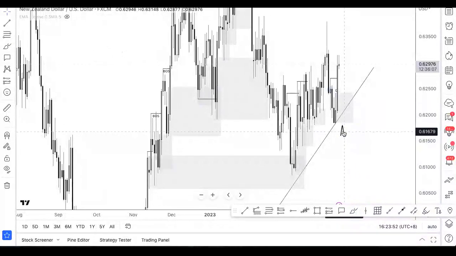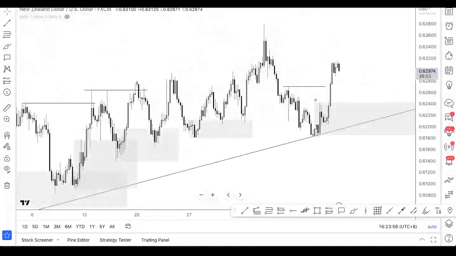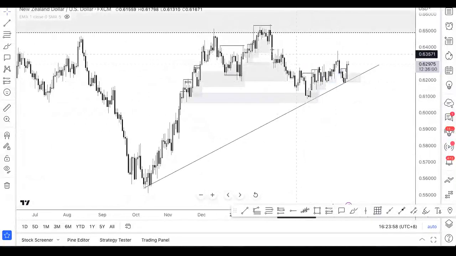So this is the one that I want to focus on in trying to find entries on the lower time frame. So before that, before trying to find the entries, we also need to ensure that we know what our profit target is. So in this example, you can see that the most immediate profit target, the clearest level that we have, will be this area here.